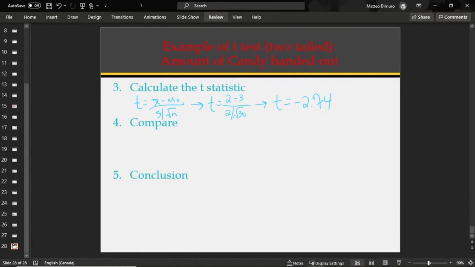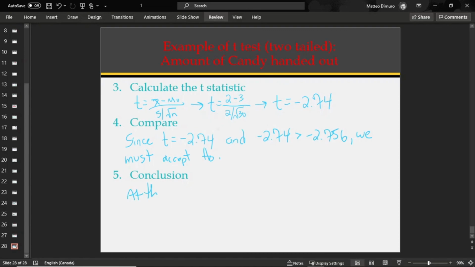So you have to compare it. You've got to write it out. So you can say since t equals negative 2.74 and negative 2.74 is greater than negative 2.756, we must accept H0. Then you have to write your conclusion.